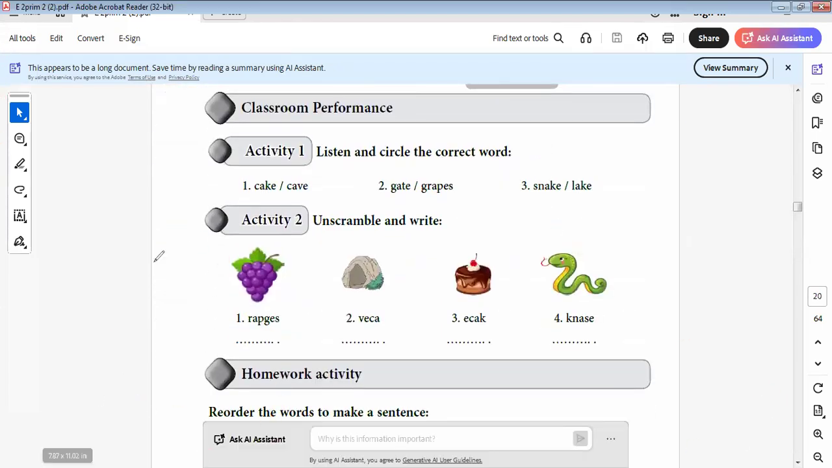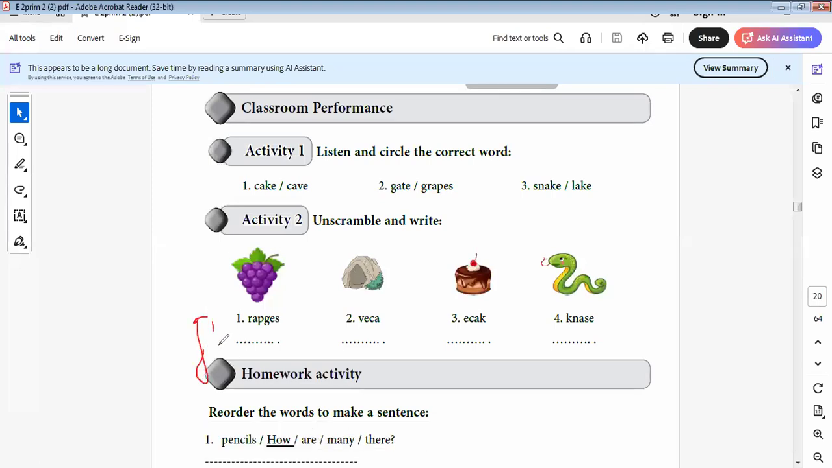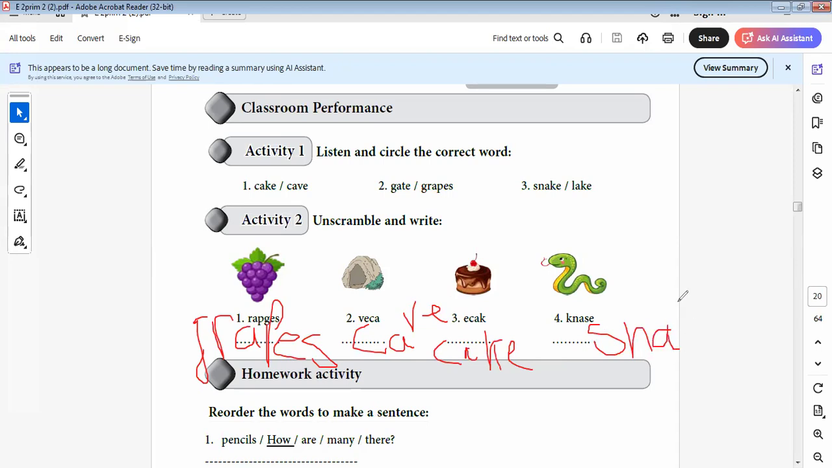Here it will be grapes, written like this, grapes. So if we keep the vocab, you can answer this question in the correct way. Here is grapes. Here is cake. Here is snake. Let's continue the rest of the exercise.